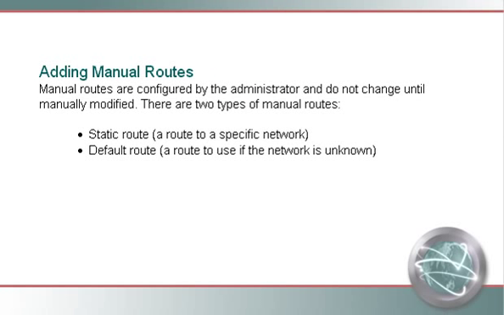Manual routing table entries are entries identified by the network administrator. They remain in the routing table and do not change until manually modified. You can create a static route, which is a predefined route to a network or a default route. The default route is used if no known route to the network exists.